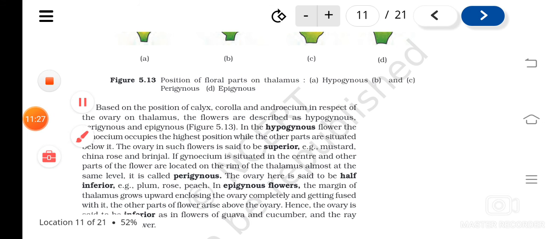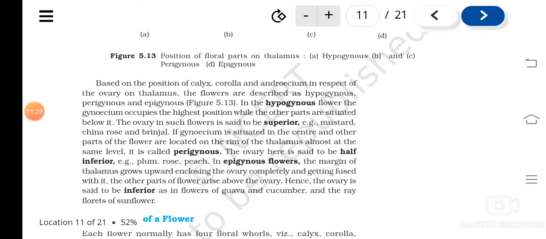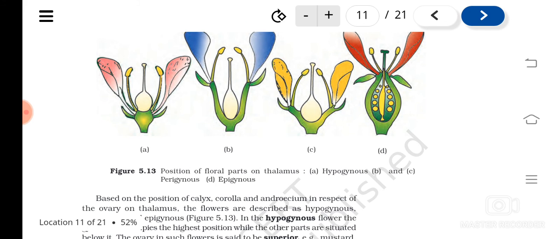Next is the epigynous flower. Epigynous flowers are those in which you can see the ovary is inferior. The ovary is found below the sepals and petals, and the flower is called an epigynous flower. The margin of the thalamus grows upward and encloses the ovary, and it gets fused with the ovary wall. You can see here.